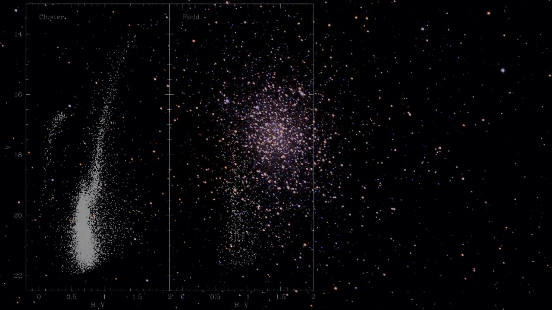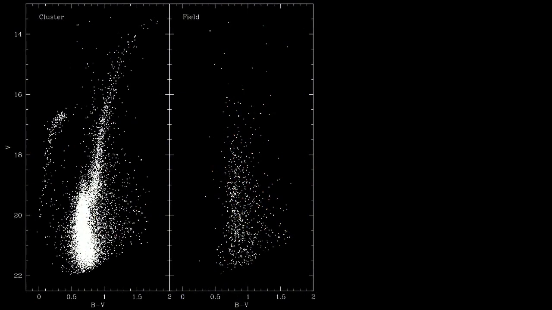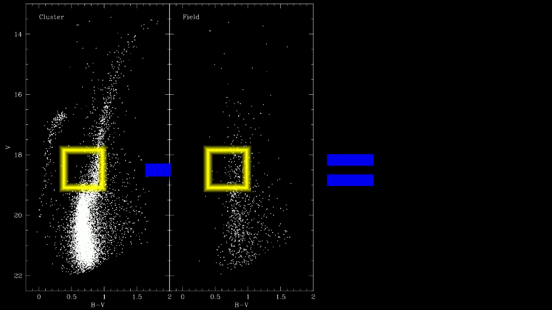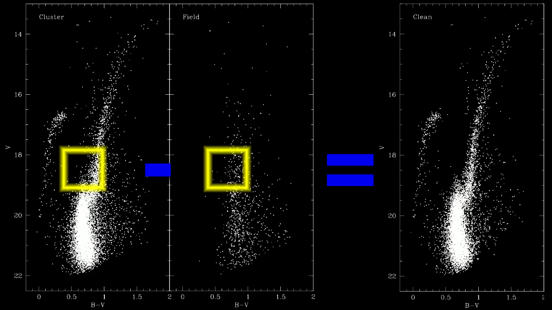You should derive the photometry of the stars in the comparison field in exactly the same manner as you did for the globular cluster stars. Then you should subtract the comparison field CM diagram from the globular cluster CM diagram. This subtraction is done in a statistical manner, that is, by dividing the CM diagram in small squares, counting the number of points in the field CM diagram in a particular square, and then removing an equal number of stars from the corresponding square in the globular cluster CM diagram. This is done with the aid of a random number generator.